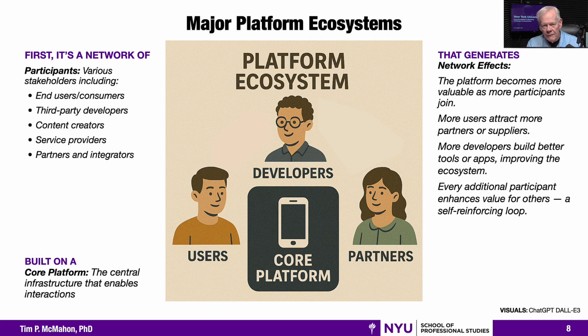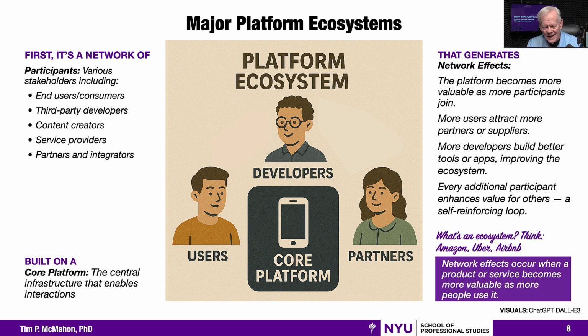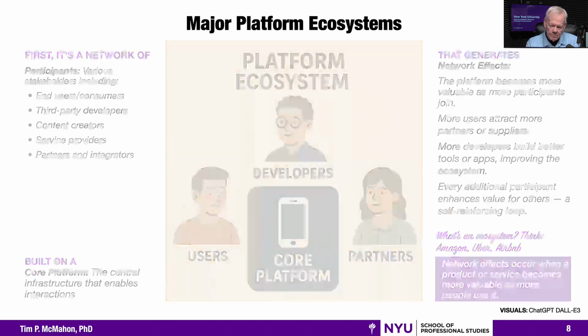So if you ever wonder this question, what's an ecosystem? Think Amazon, Uber, and Airbnb. The more people that use Amazon, the more people that use Uber, the more people that use Airbnb, the more likely it's going to get to be a better service. It's like going to McDonald's during the rush hour. It's sometimes faster than going there during the off period. Network effects occur when a product or service becomes more valuable as more people use it.